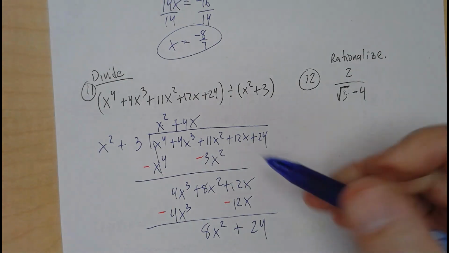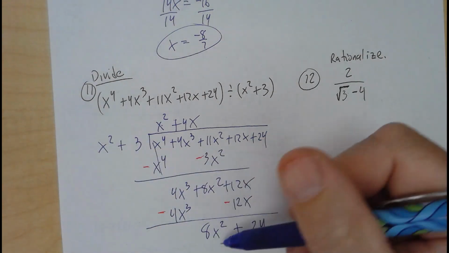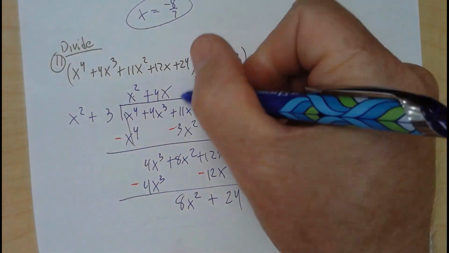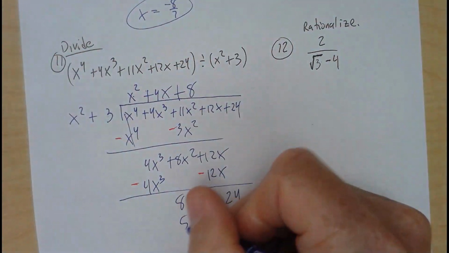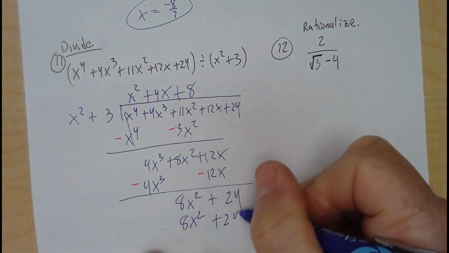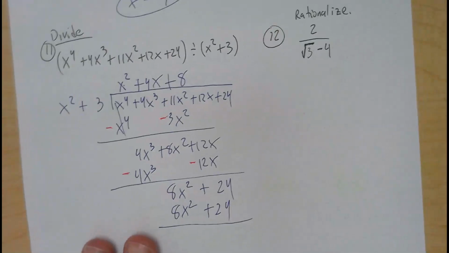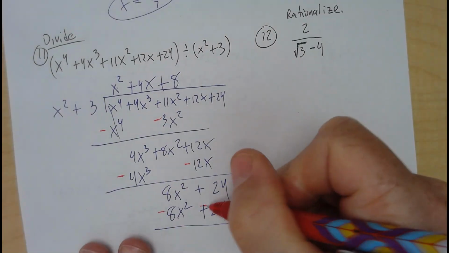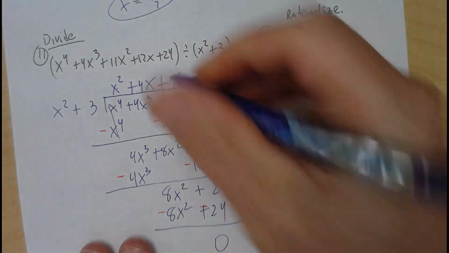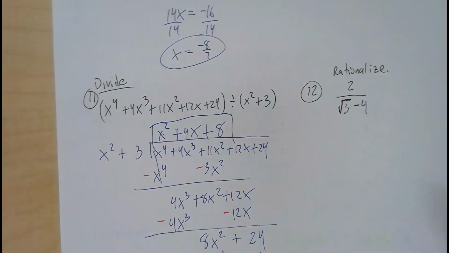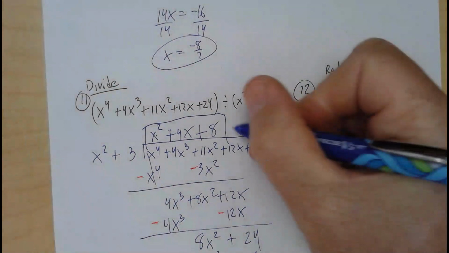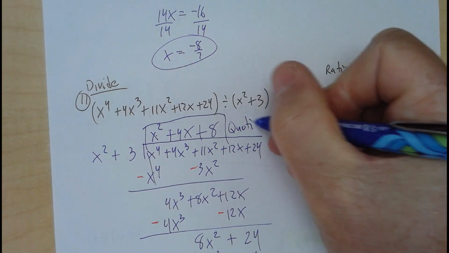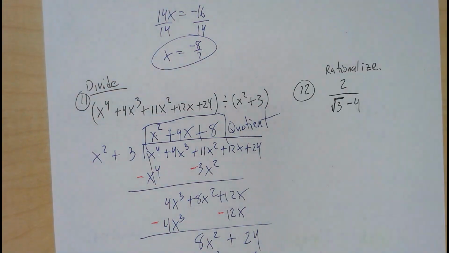Then this works out evenly. I have an x squared, there's an 8x squared, so really all I need is just the 8, so plus 8. 8x squared plus 24. These are exactly the same, that's good. So when I subtract it off, it becomes 0. So my answer's up here. The answer to a division problem is called the quotient. So my quotient is x squared plus 4x plus 8.